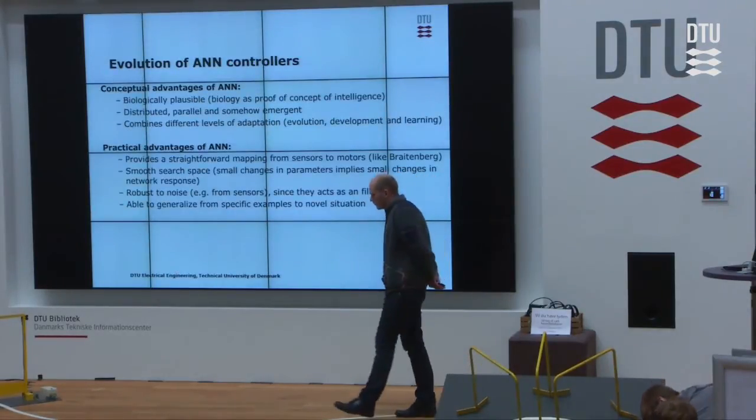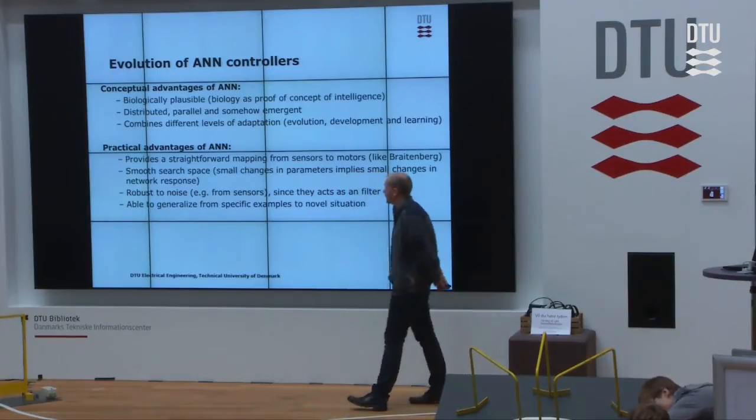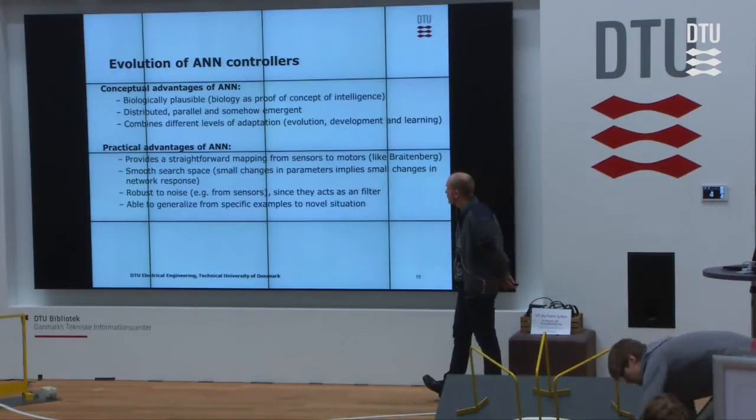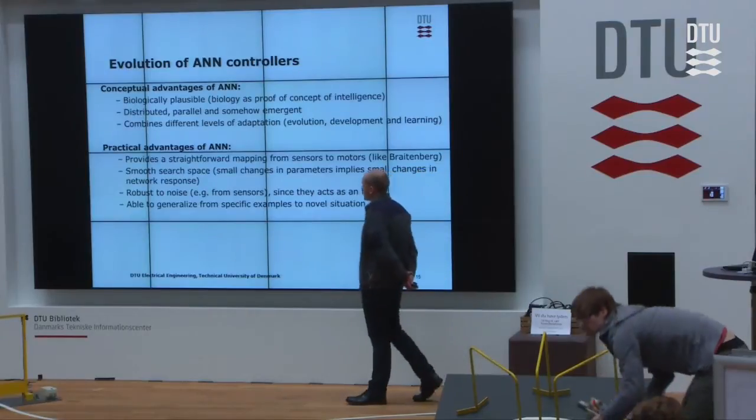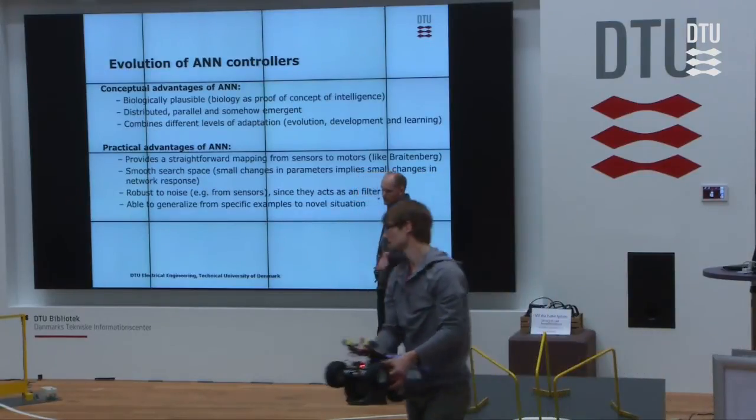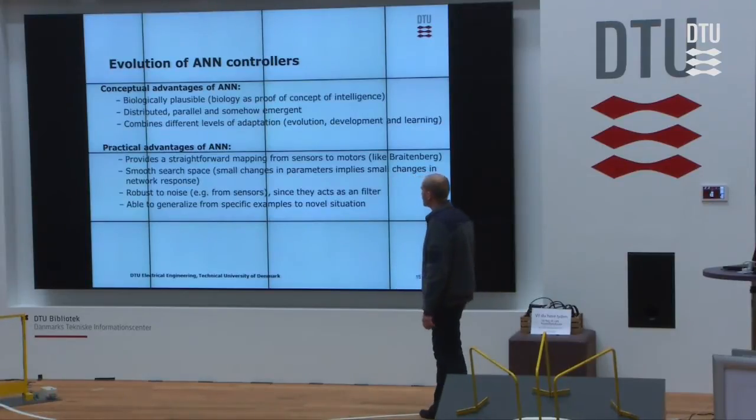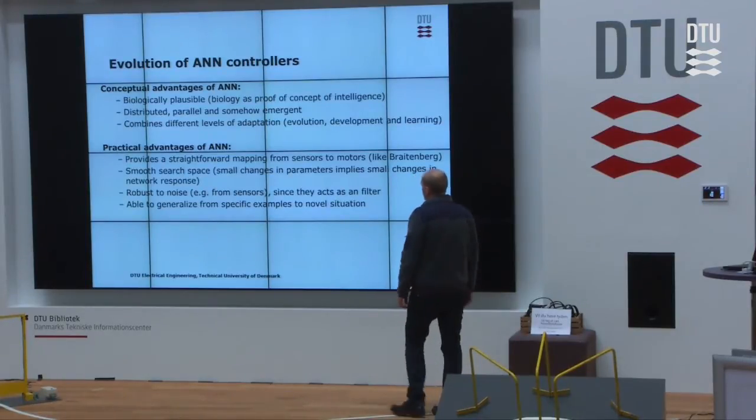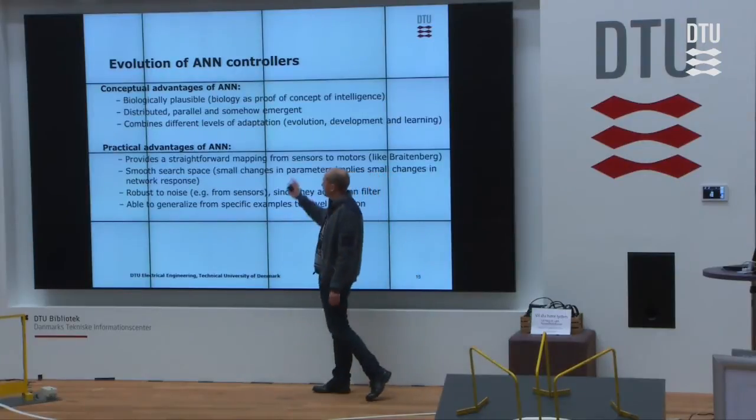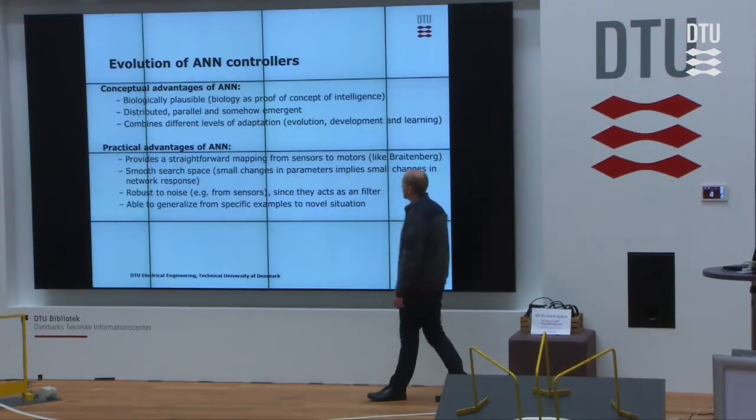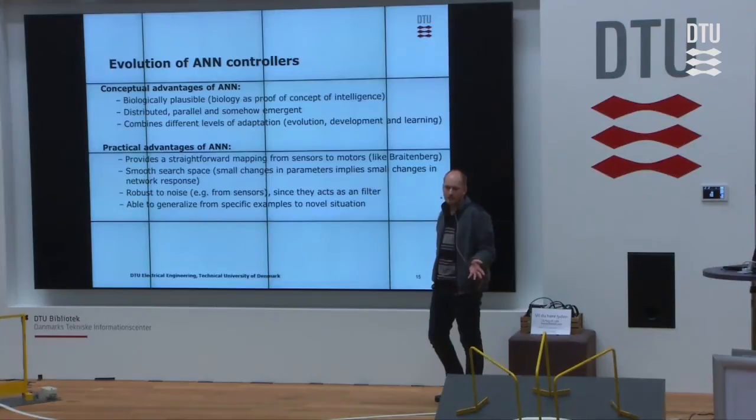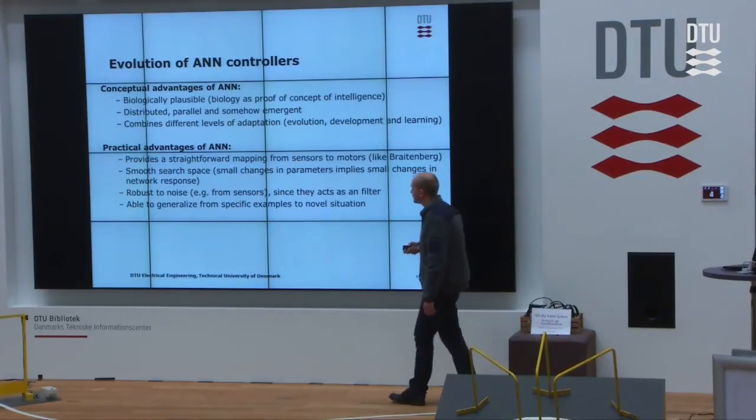So there are a lot of good reasons to use artificial neural networks. One is, of course, that it's biologically plausible. It's distributed and parallel, and it shows tendencies of emergence, which is something you often really want in these kinds of systems. They're also very appropriate for adaptation, because you can apply something like genetic algorithms, which I'm going to show you how to do, or learning algorithms on top of these neural networks in order for the robot to learn something if the robot is controlled with a neural network.